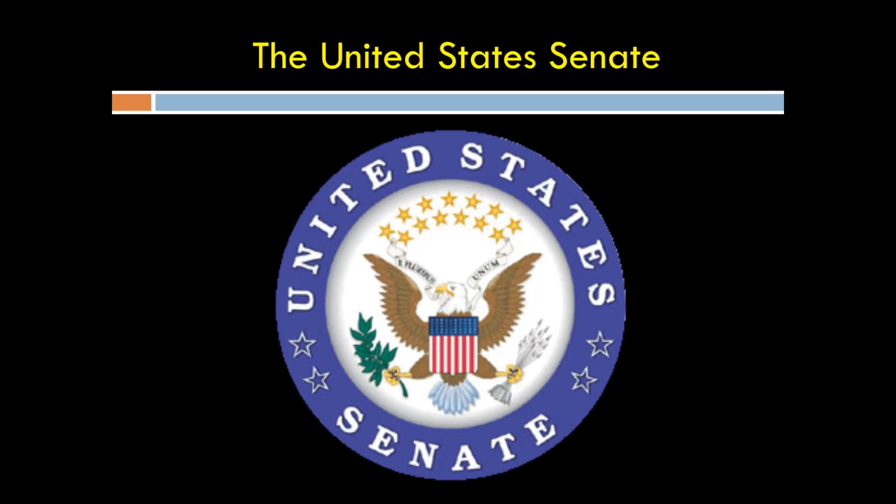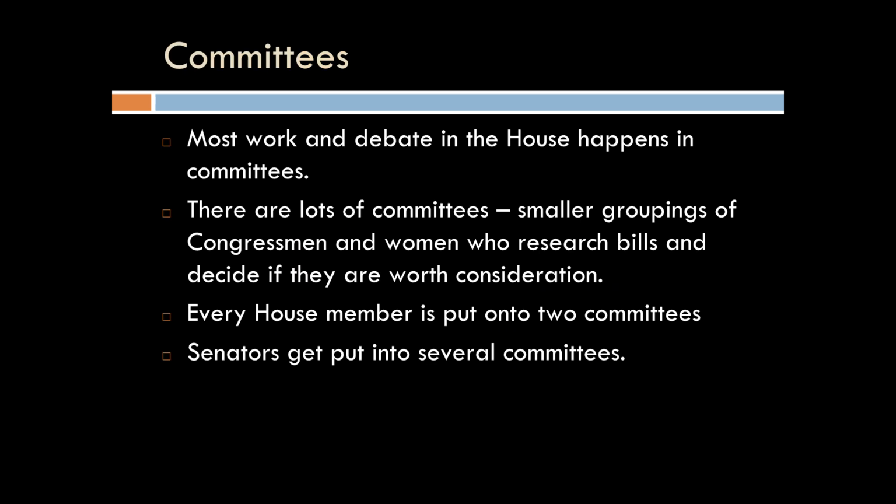Okay, so today we're talking about the United States Senate, and we want to learn some of the differences between the Senate and the House. But we're actually going to start with something that's similar. In both the House and in the Senate, most of the work of Congress happens in committees. So, committees are groups of people, congressmen, who decide whether or not bills should be passed. And a lot of the drama that happens in the Senate happens in committees.